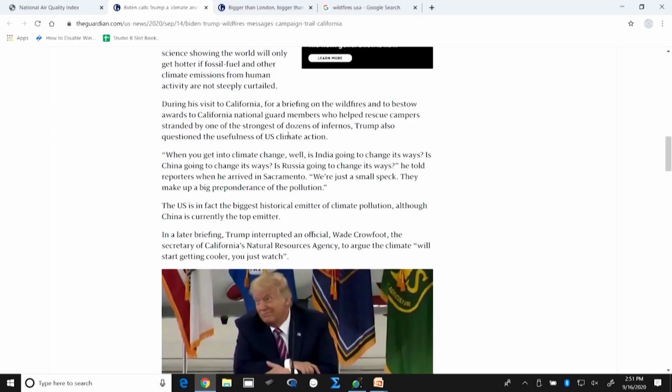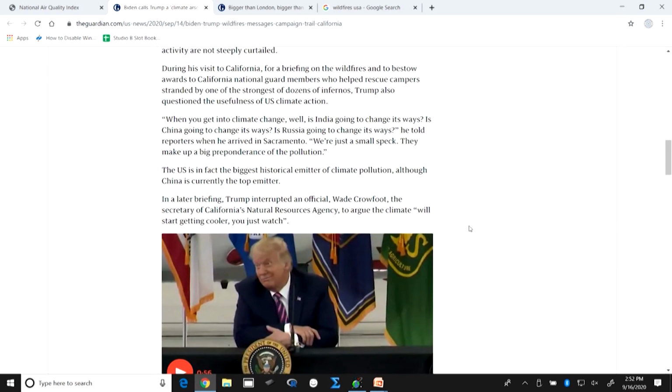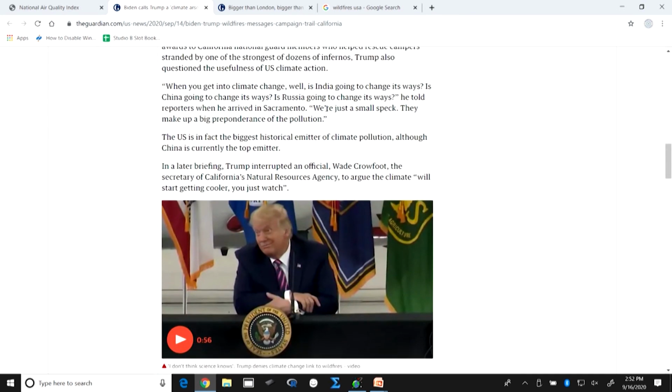And why does he need to be concerned about it, and why do I need to be concerned about it? Now, double quotes mean these are his actual words. "When you get into climate change, well, is India going to change its ways? Is China going to change its ways? Is Russia going to change its ways? No, it is not," he says, rhetorically, meaning nobody is going to change their ways. And he says that we, as in the US, are just a small peck, meaning they do not contribute much to global warming or global pollution. They, meaning India, China and Russia, make up a big preponderance of the pollution.